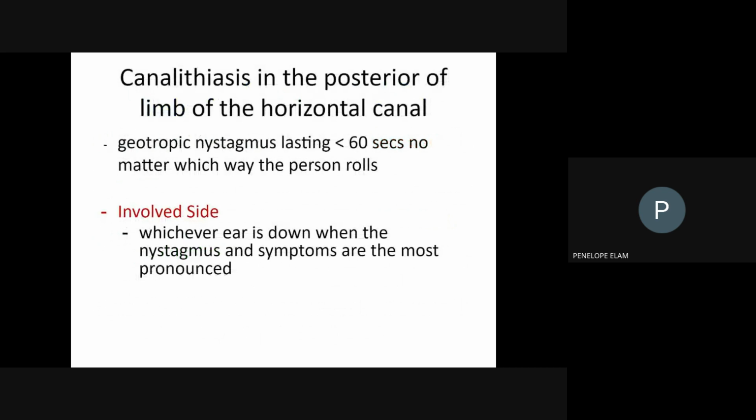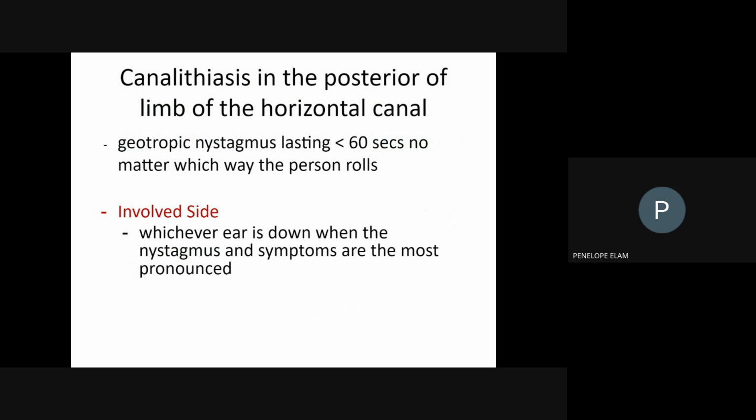The tricky part with canalithiasis in the horizontal canal is the way the canal is shaped: there's a posterior portion of the horizontal canal and there's an anterior portion, or anterior limb, of the horizontal canal. Depending on whether it's in the posterior portion or the anterior portion, you're going to see a different type of nystagmus. We're going to talk about this a little bit more in lab to help you understand why that is the case, but just know that there's an anterior limb and a posterior limb of the horizontal canal.